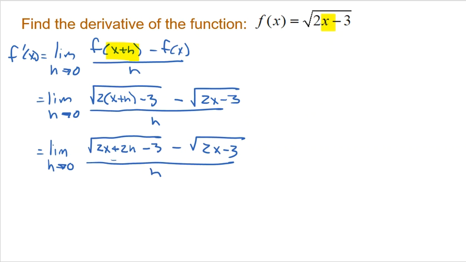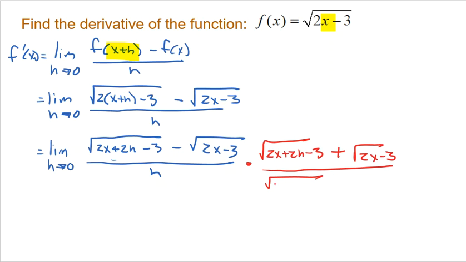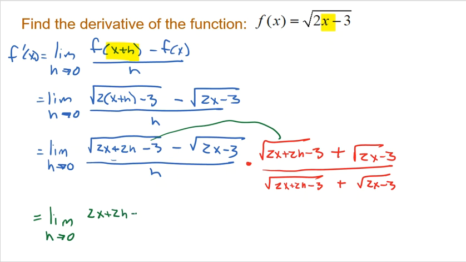So the trick here is to multiply by the conjugate. The conjugate is going to be the square root of 2x plus 2h minus 3 plus the square root of 2x minus 3, all divided by, again, the same thing on the bottom, the square root of 2x plus 2h minus 3 plus the square root of 2x minus 3. And this is the best step here. I love this step because the numerator becomes really, really nice if you know the algebra. When I multiply the first terms together, they're exactly the same, so the square roots cancel. So I get 2x plus 2h minus 3. And then the outside and inside terms are going to cancel.